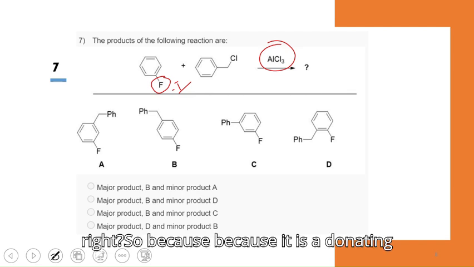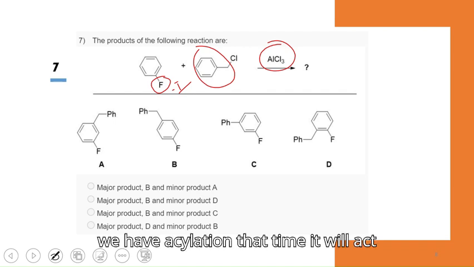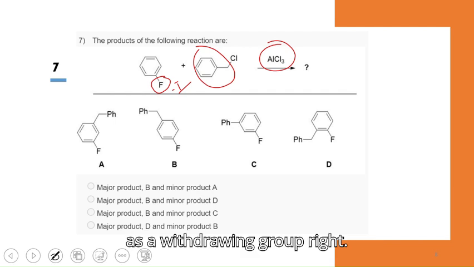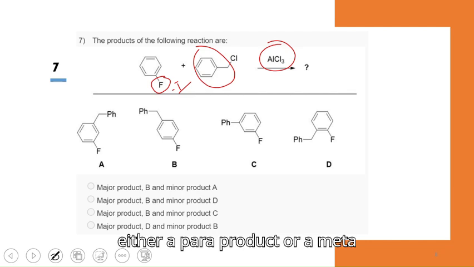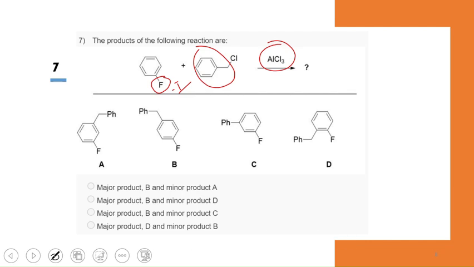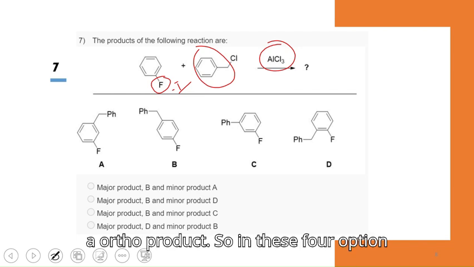So because it is a donating group, not a withdrawing group, and if we have acylation, that time it will act as a withdrawing group. So in case of fluoride, it will give either a para position product or an ortho product.